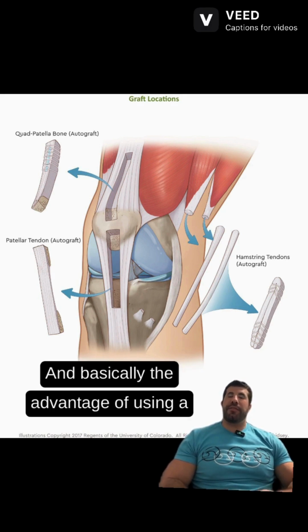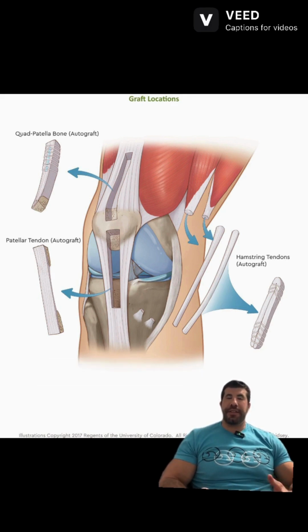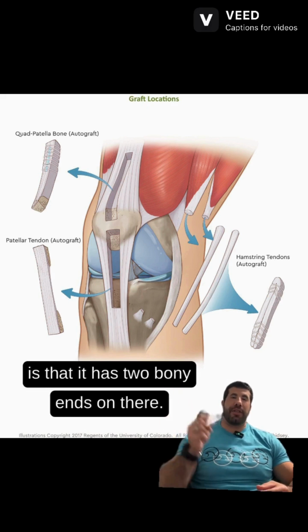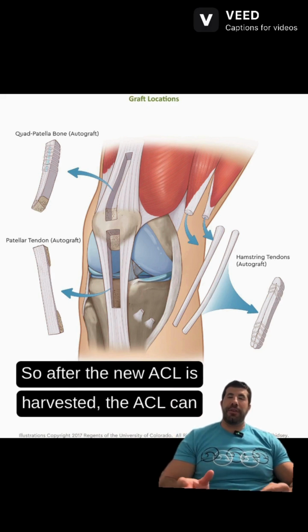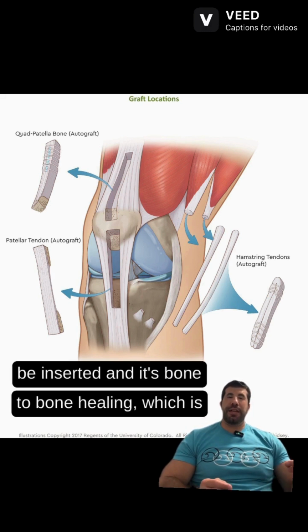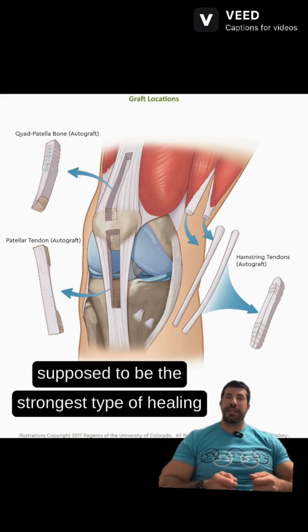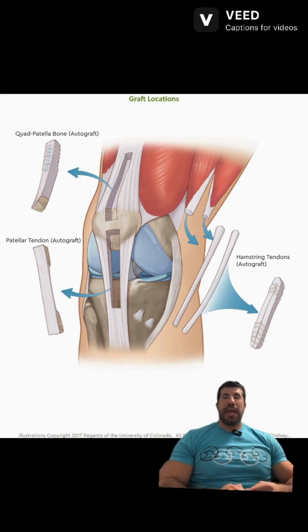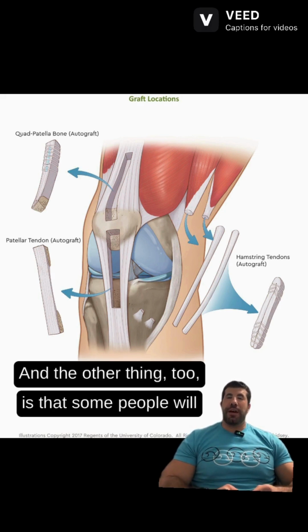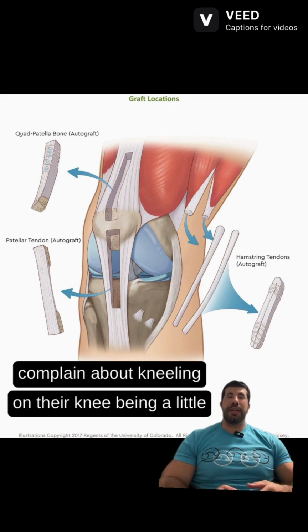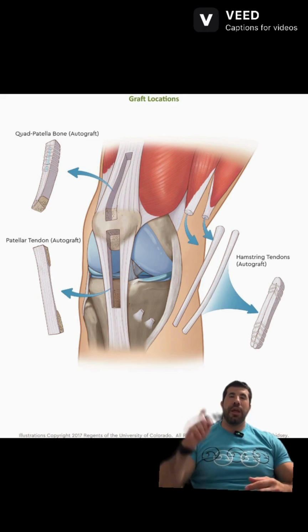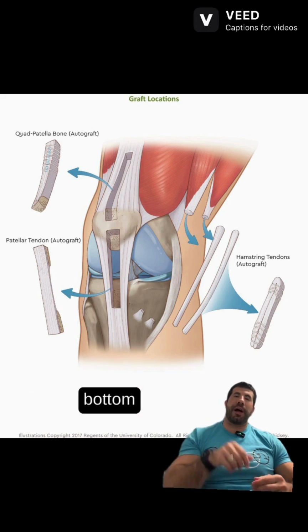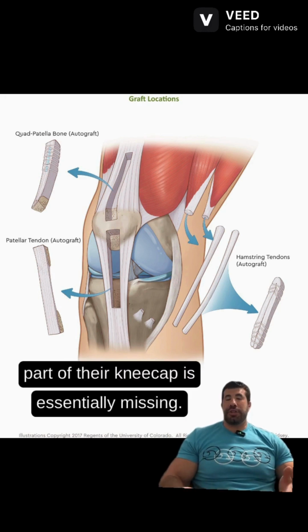And basically the advantage of using a patellar tendon graft is that it has two bony ends on there. So after the new ACL is harvested, the ACL can be inserted and it's bone to bone healing, which is supposed to be the strongest type of healing that occurs. And the other thing too is that some people will complain about kneeling on their knee being a little painful because, as you can see on the drawing, the bottom part of their kneecap is essentially missing.